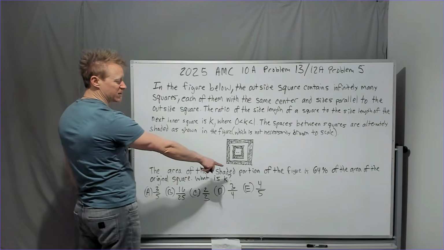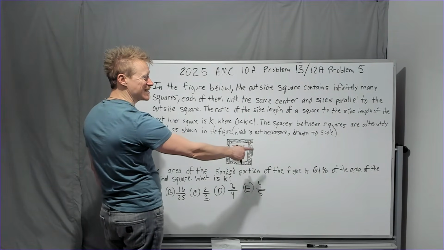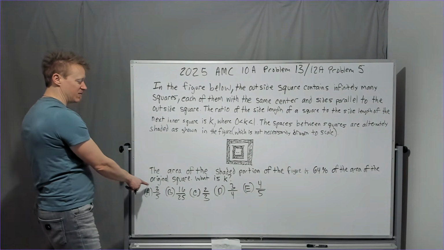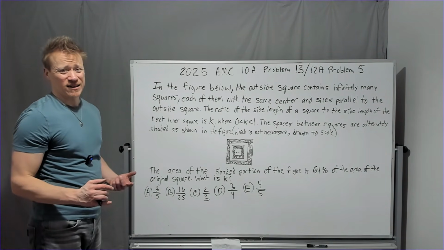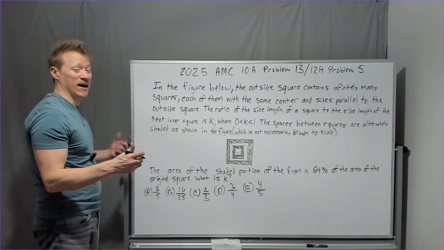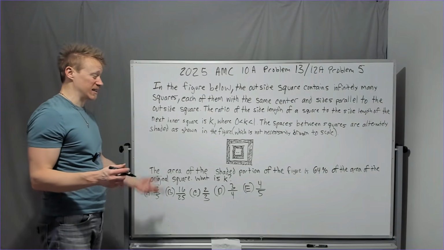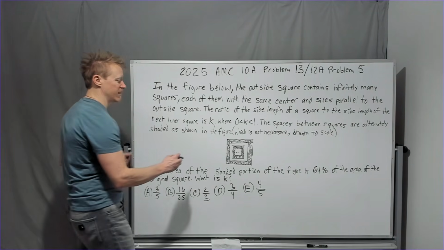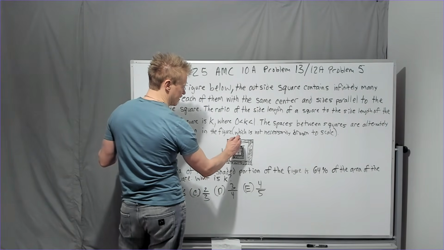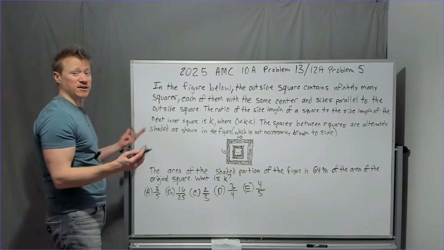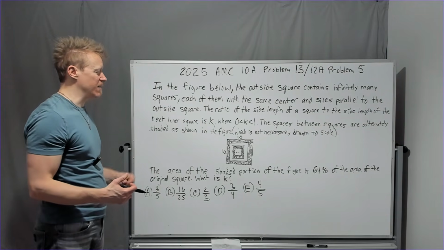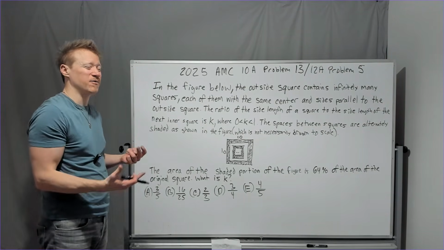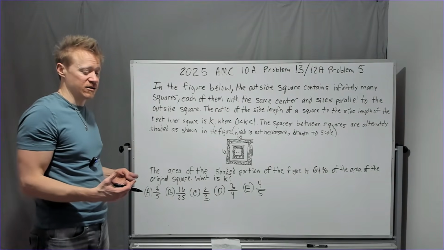The area of the shaded portion of the figure is 64% of the area of the original square. What is k? I thought, well, I don't know how to start, but 64% plays really well with 100. So maybe I'll just call this length 10 and 10. We don't know they're 10. In fact, it doesn't matter what you put, it's still going to work out. So I'm going to put 10 because it gave me comfort. Maybe it'll be easier to do if I do that.